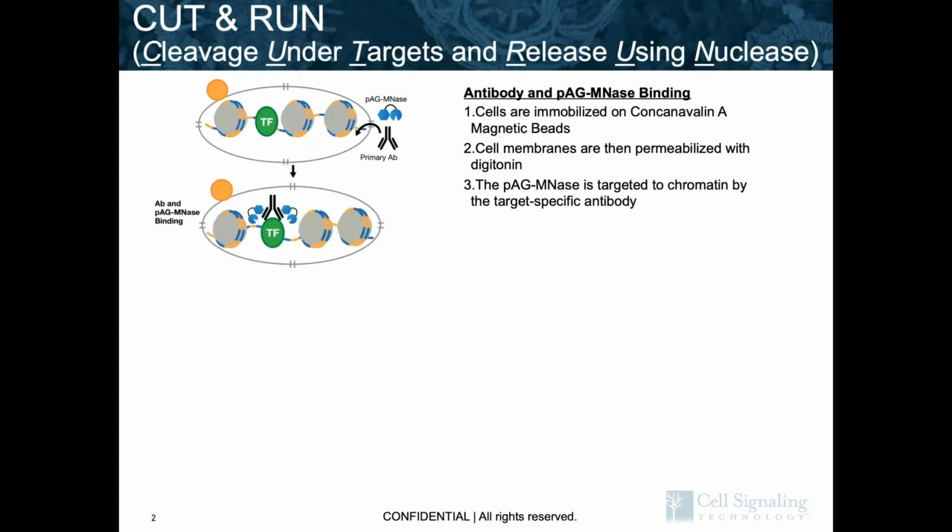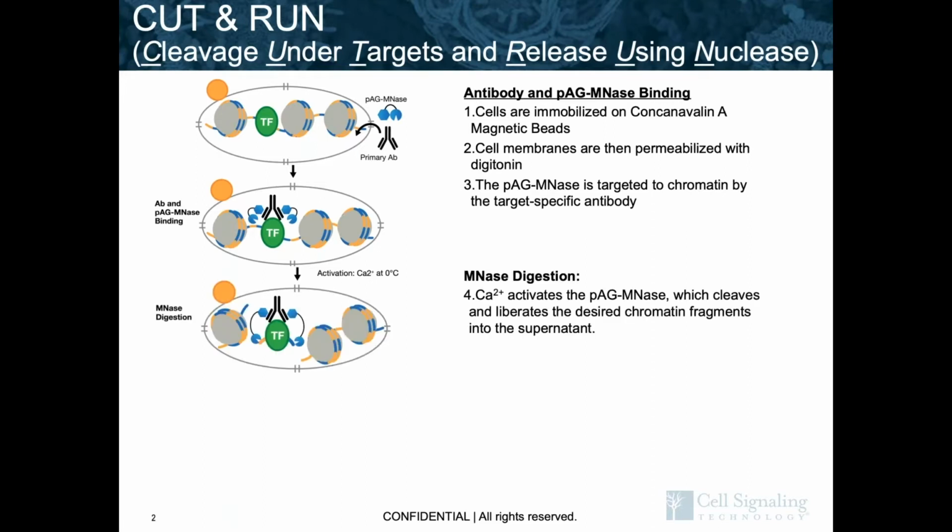Inside the nucleus, the antibody will bring the enzyme to the target protein binding site through the interaction between the antibody and the protein A and protein G. Then we initiate the digestion by activating the enzyme using the calcium.